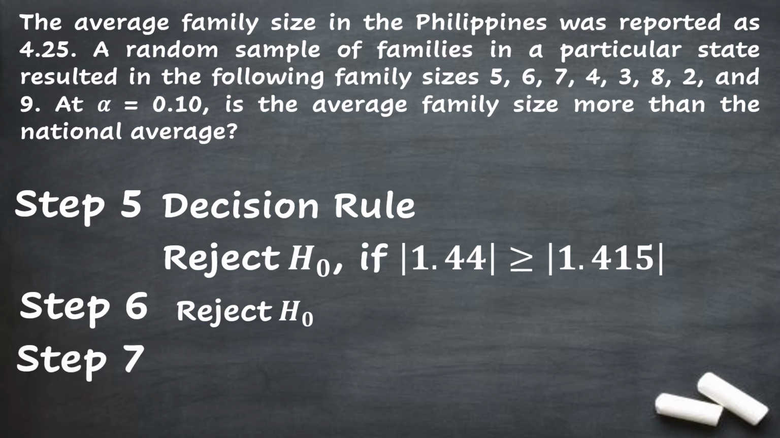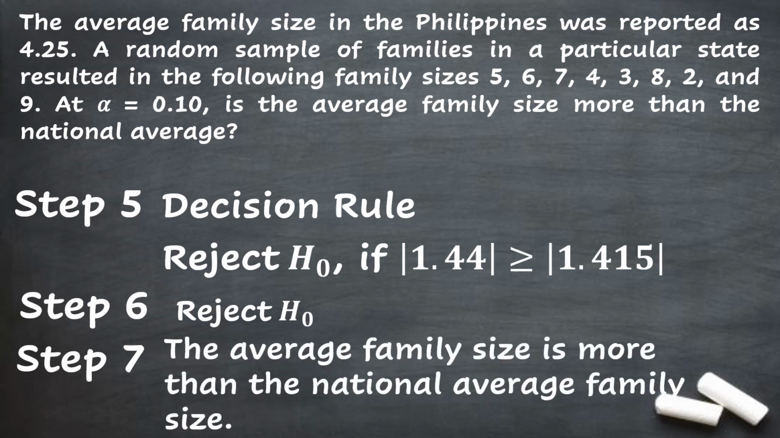Finally, last step, step 7, is we have to draw conclusions based on step 6. Since we reject the null hypothesis, we have to stick to the alternative hypothesis, and that is population mean is greater than 4.25. It only means that the average family size is more than the national average family size.